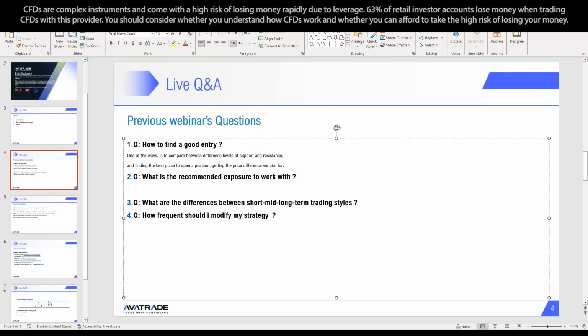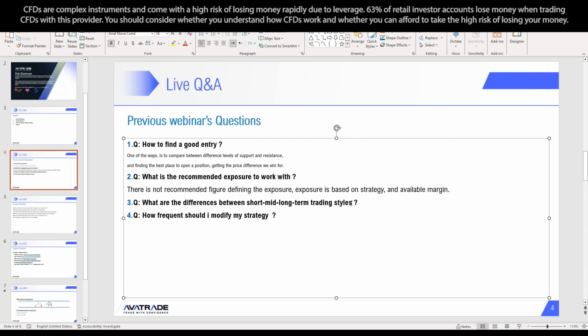What is the recommended amount? There is no recommended figure defining the exposure. Okay, exposure is based on strategy and a valuable margin. Okay.